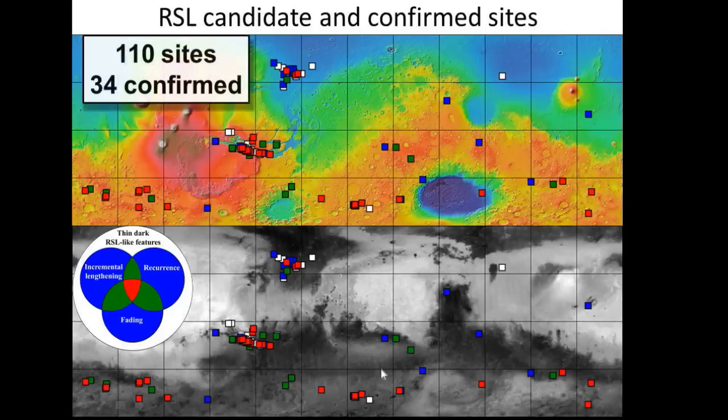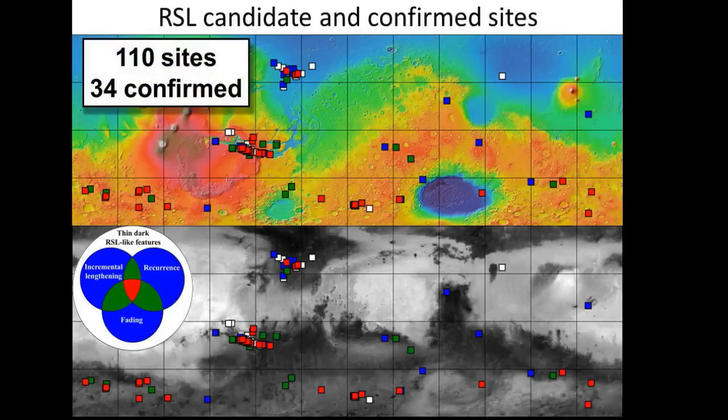So now we actually have 110 sites of these. We used to call these very rare. We keep finding more and more. The HiRISE team is getting very good at figuring out where to look for these. We've got 34 confirmed.